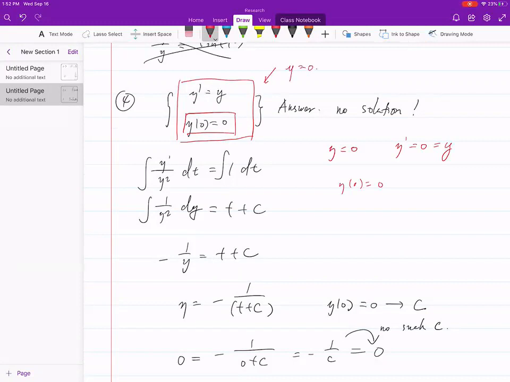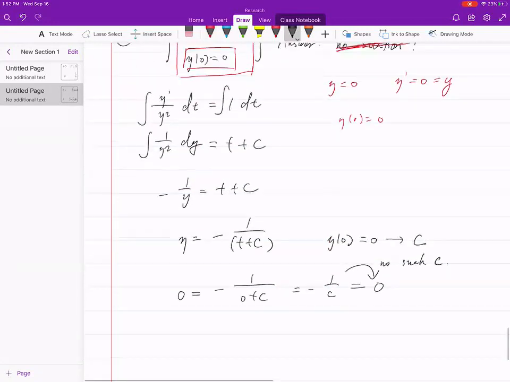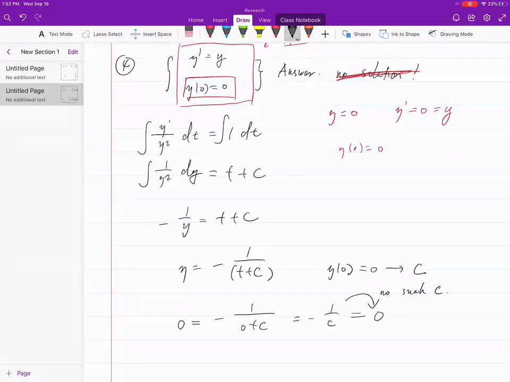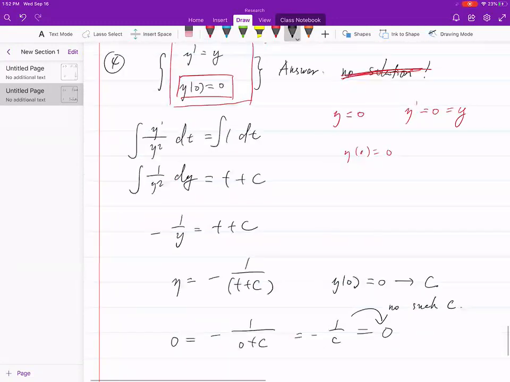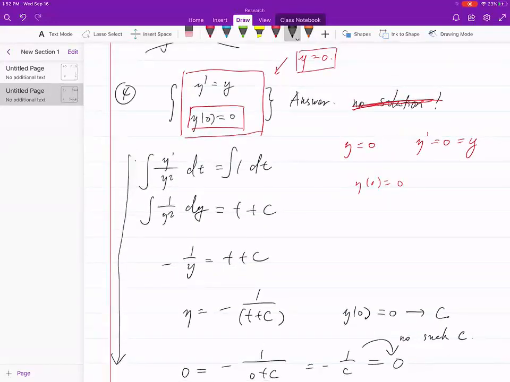Okay, so no solution totally works. But then you realize y equal to 0 can be a solution. So when you do things like that, be extremely careful. Where do you think this mistake happened in this process? Doug, can you think of why we missed this solution?